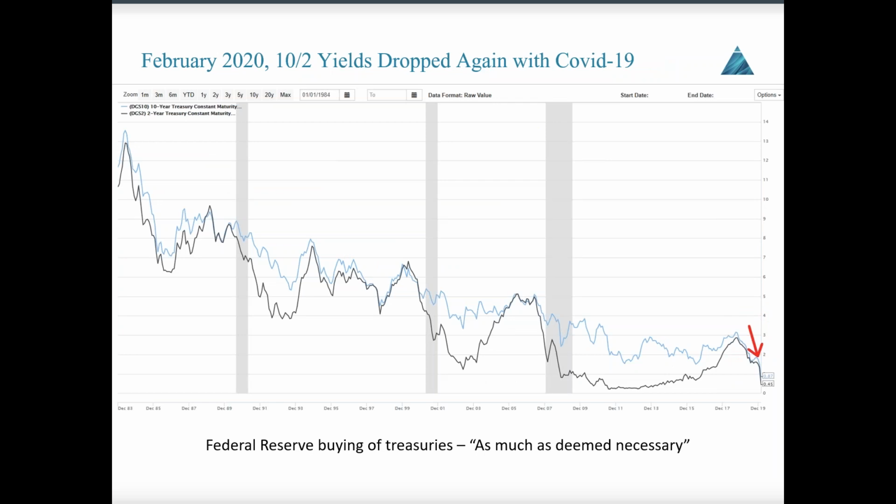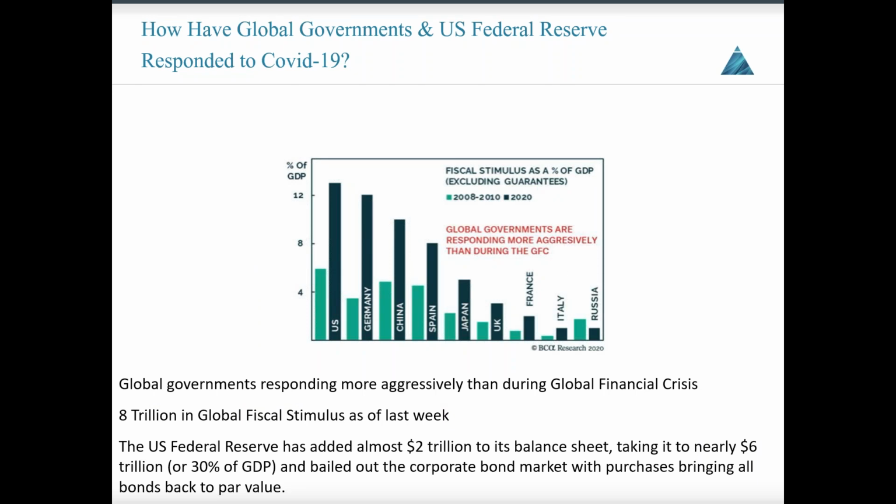This is basically an updated screen capture. Again, this particular chart and the one that was on the screen prior was produced in Advisor Tools. And the idea here is that you can see with the COVID-19 outbreak and pandemic, we literally took the yields and the spreads themselves to another level. And the Federal Reserve's buying of treasuries and corporate bonds and everything else that they did was literally quoted, and I quote, as much as deemed necessary. So we really pulled out all the stops.